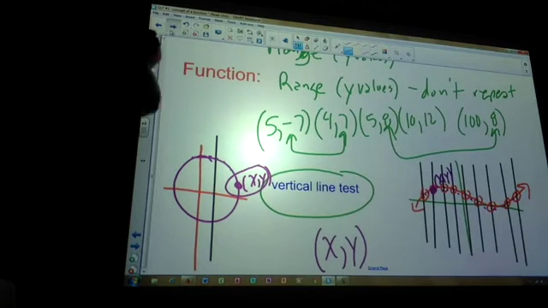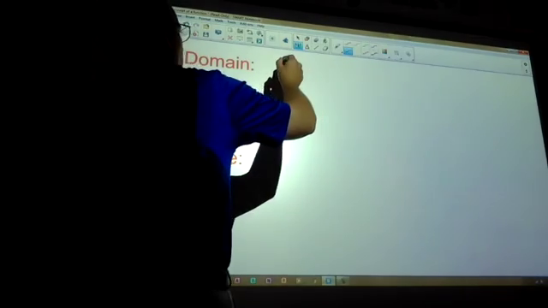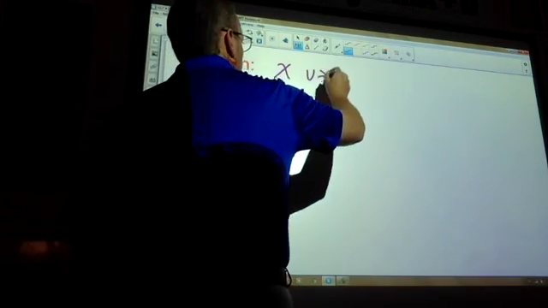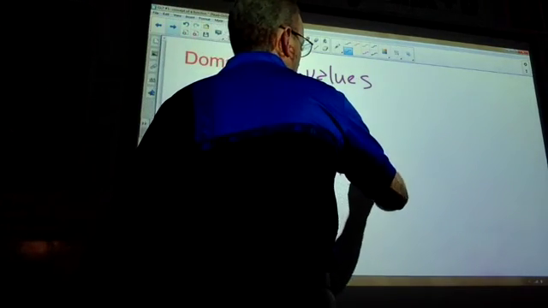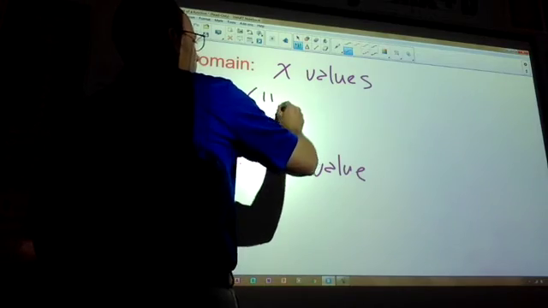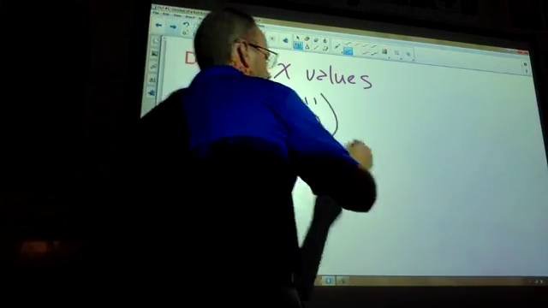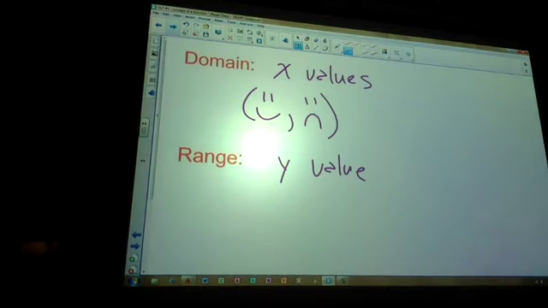Okay? So domain talks about the X values. The range talks about the Y values. So, smiley face, comma, frowny face. Which one is the domain in that picture? Smiley face. Why? It's the X value. If the smiley face is the domain, then what is the range? The frowny face. Why? It's the Y. So the domain are the X values, the range are the Y values.